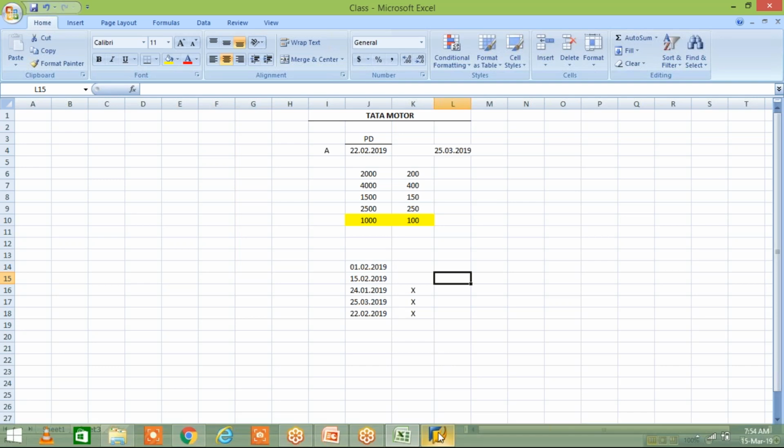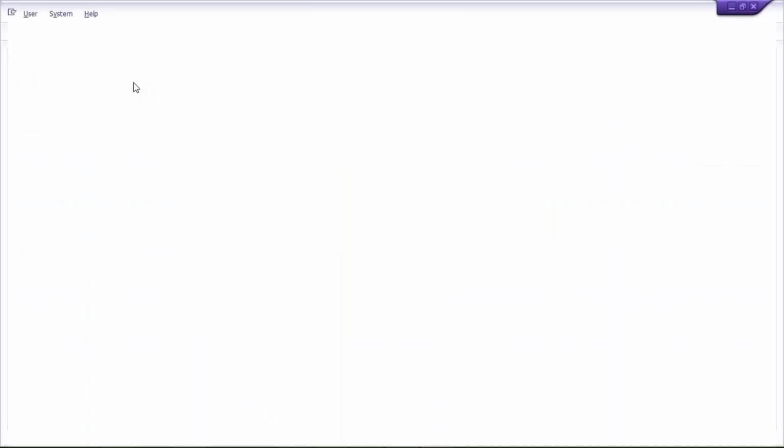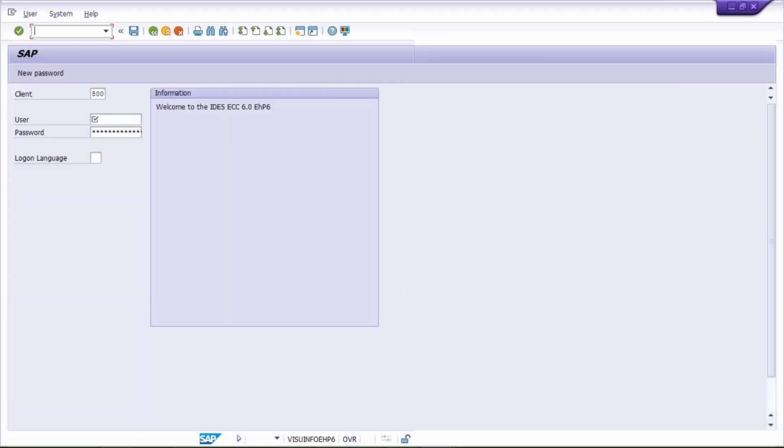First of all, let me do the configuration first. Open this, log into SAP, and then we are going to do one thing.